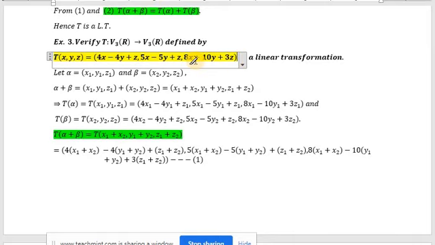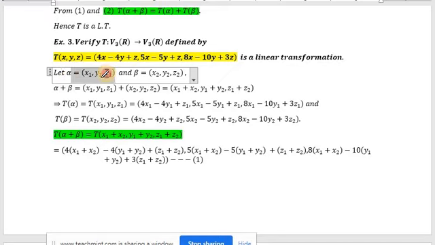Now by using this transformation, let us verify the two conditions for the linear transformation. They are T of alpha plus beta is equal to T of alpha plus T of beta, and c into T of alpha is equal to T of c alpha. So for this, let us consider two elements, alpha and beta, to be arbitrary.